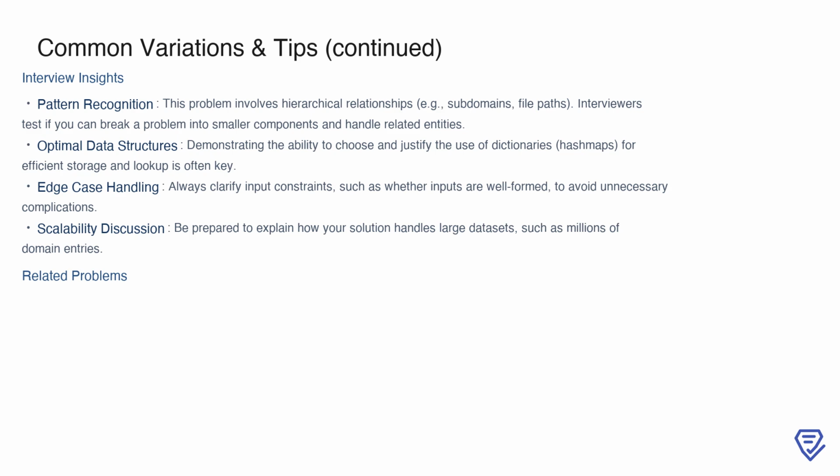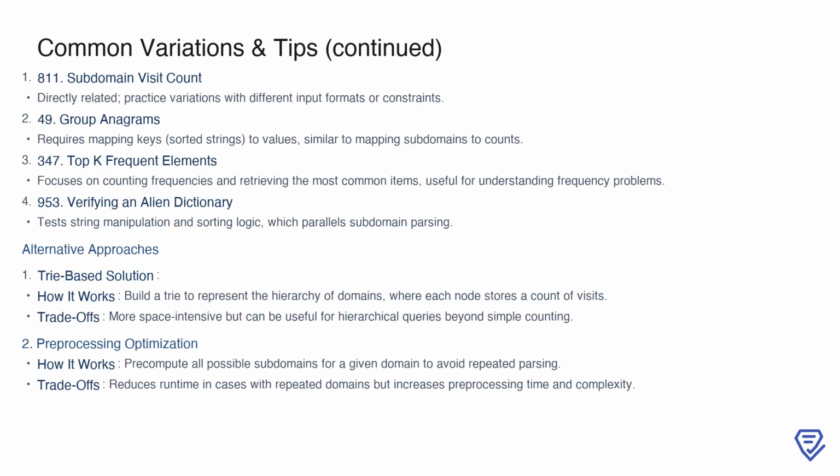This problem connects to several others that can help strengthen your understanding. For example, problem 811 itself can be practiced with variations in input formats or constraints to deepen your familiarity. Problem 49, group anagrams, involves mapping keys, such as sorted strings, to groups of values, similar to the mapping of subdomains to counts. Problem 347, top k frequent elements, focuses on counting frequencies and retrieving the most common items, which is a useful skill for frequency-based problems. Lastly, problem 953, verifying an alien dictionary, tests string manipulation in sorting logic, which parallels the subdomain parsing required here.